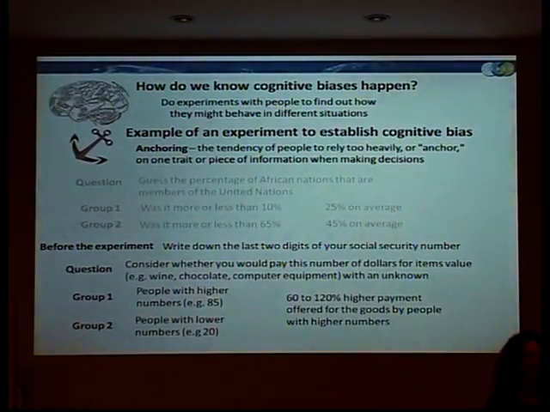As it turns out, the people who had the higher bank account numbers or the higher social security numbers were willing to pay 60 to 120% more for the product than the people with lower ones. So they were anchored to their own last 2 digits of their social security number, which you would say is quite irrational. But this experiment's been repeated over and over again. So that anchoring bias really exists.